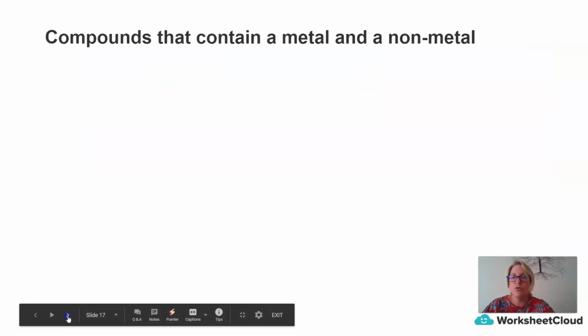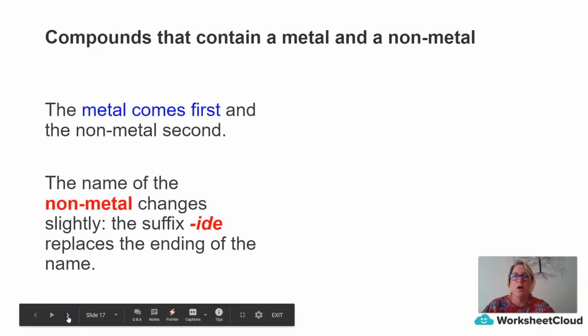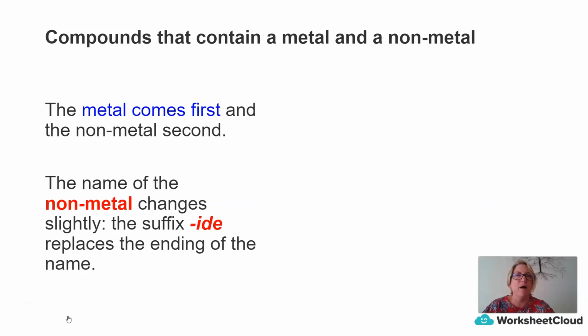And then just to recap, learning how to name compounds. How do we name a compound when we are mixing a metal and a non-metal? Well, generally the naming of the metal comes first and the non-metal second. And then the name of the non-metal is going to change. We're going to add a suffix, which is something we put at the end of a word, and that is going to be IDE.